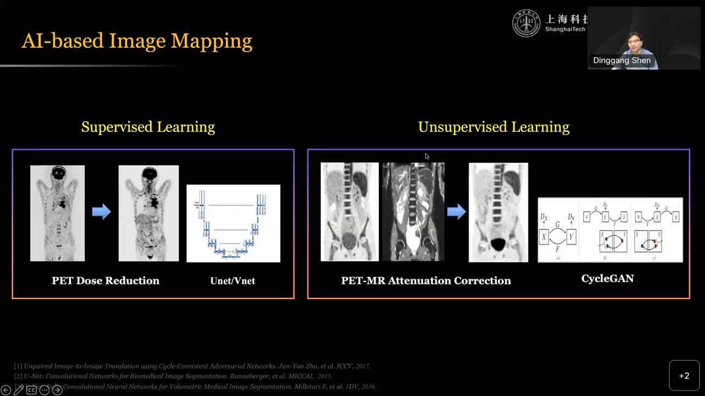Of course, there are many applications where we have to use unsupervised learning. For example, you don't have the paired MR and the raw PET image, and this is the attenuation corrected PET. If you don't have this paired image, you have to use, for example, what most people already know, like a CycleGAN. I will introduce some details later.